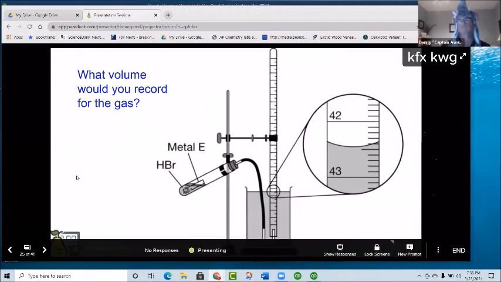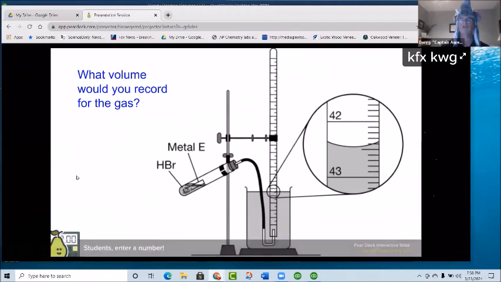All right, so gas is collected with a device. What volume would you record? So look at the thing and enter a number. You don't have to enter a unit, but what number would you enter for this particular device? This is called a gas collecting tube. And it also could be a burette. They're both read the same way.